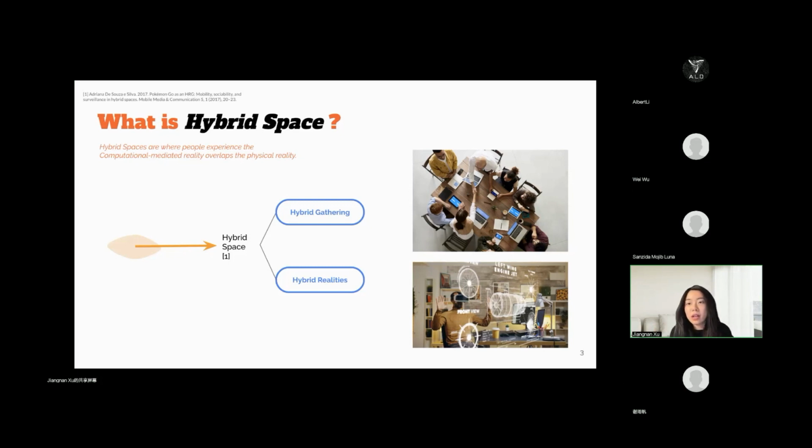Hybrid realities are also a form of hybrid space. For example, we can see in the picture a person wearing a head-mounted device. We can imagine there's something like VR in the head-mounted device, and they can see the VR, and also they can perceive the world through their hands. They can smell things in the kitchen. So this is a hybrid reality. Hybrid reality does not require a gathering of people; only one person can experience the hybrid space. Although in our daily life, hybrid space is much more complicated because it can be anything, a mixture of hybrid gathering and hybrid realities.